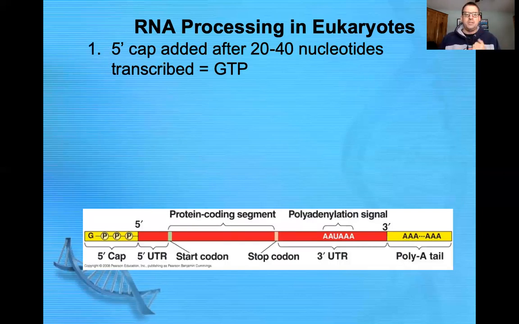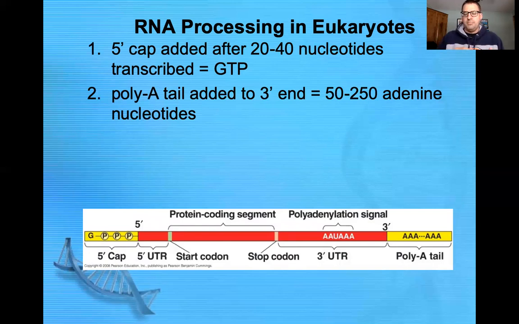The first thing that happens is what's called a 5' cap gets added. And that actually happens before transcription is done. It happens after about 20 to 40 nucleotides have been transcribed. A modified GTP molecule is attached to the 5' end of the primary transcript.